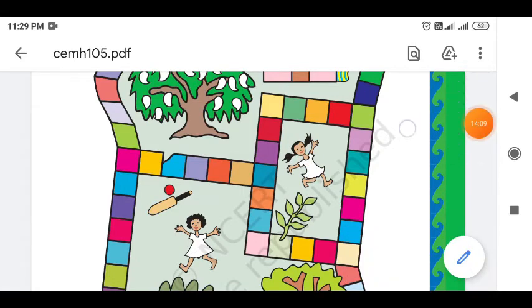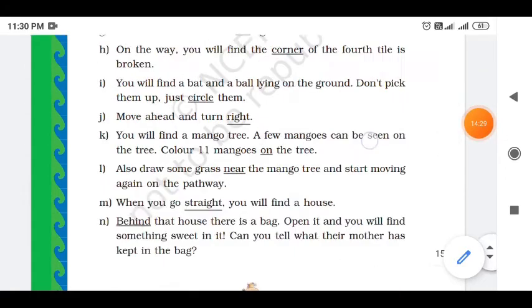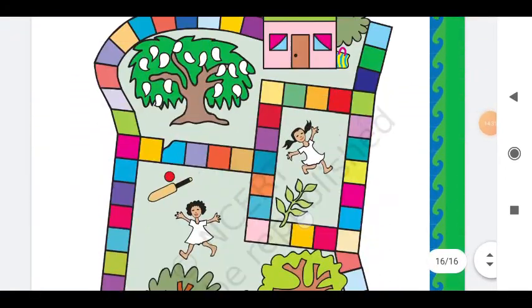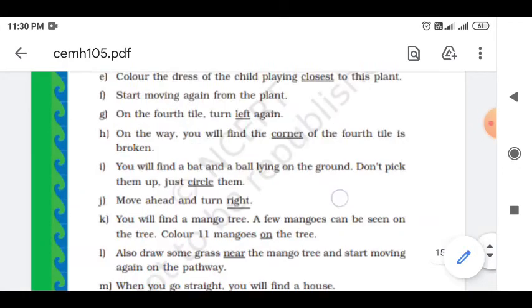Then what direction is given? On the way you will find that the corner of the fourth tile is broken. Like that, you have to read the instruction and tick what is given. On the corner you can see the fourth tile: 1 2 3 4, the fourth tile is broken.